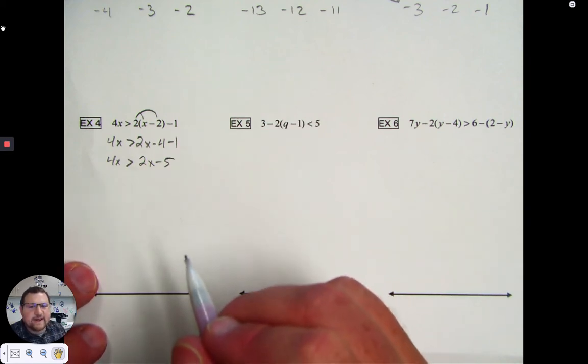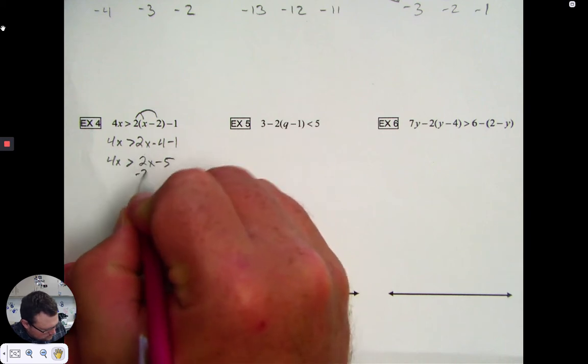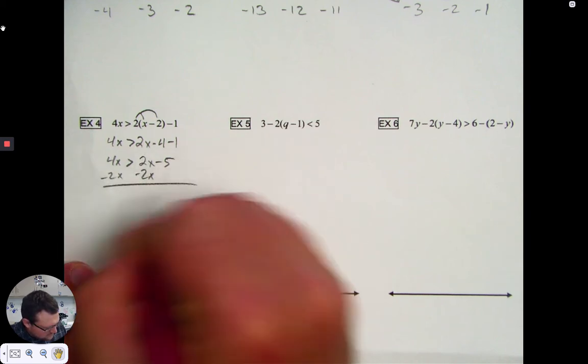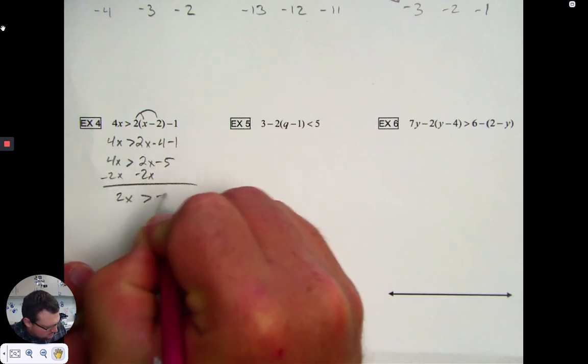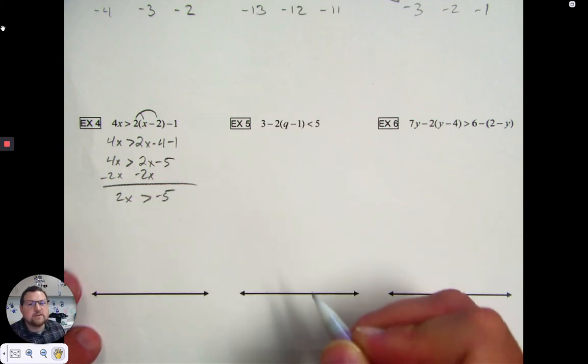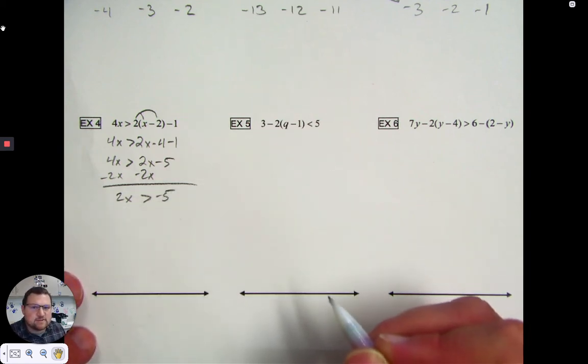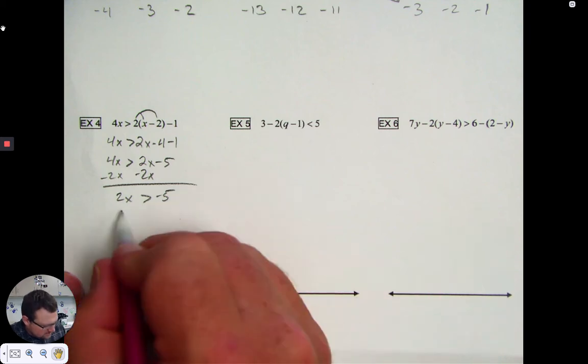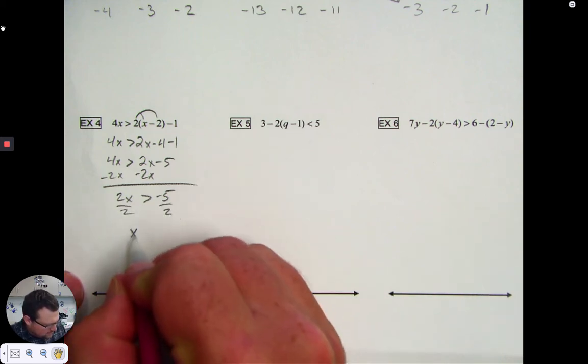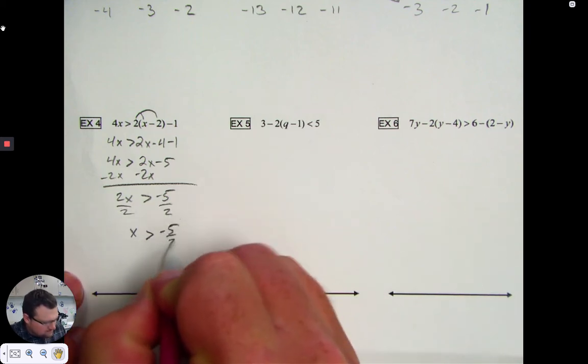Then we need to get our x's on the same side, so I'm going to subtract 2x from both sides, and that gives me 2x is greater than a negative 5. At this point we need to solve for x, so we divide both sides by 2, and you get x is greater than a negative 5 halves.